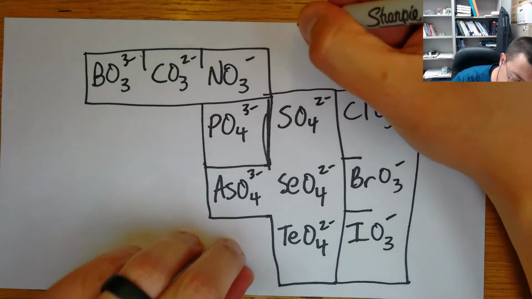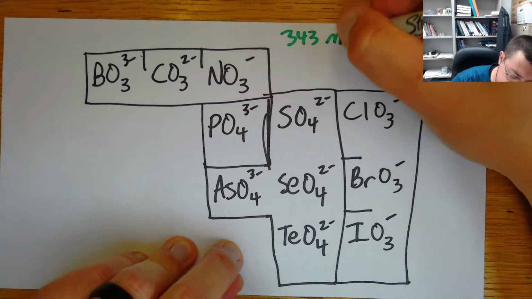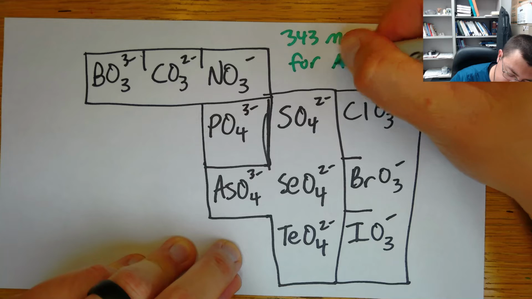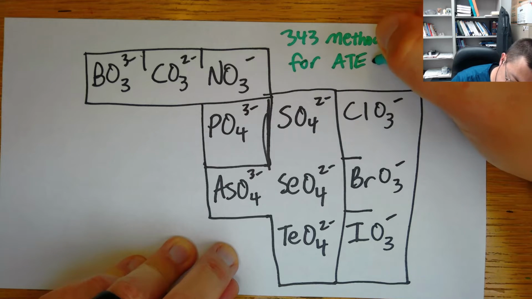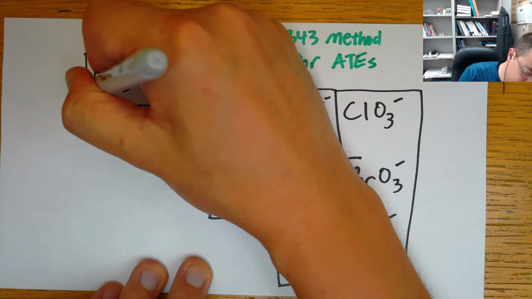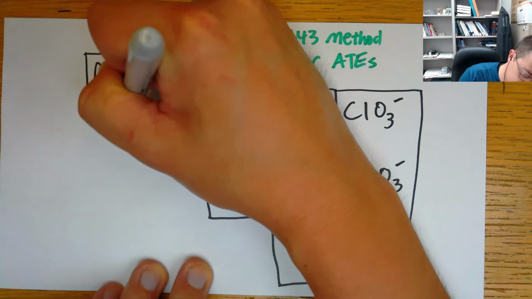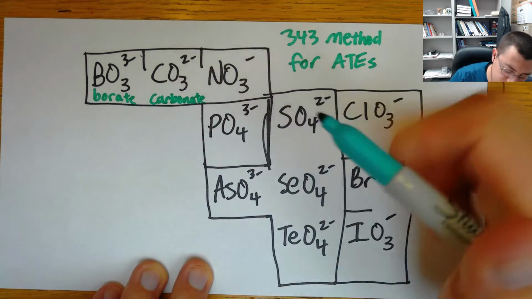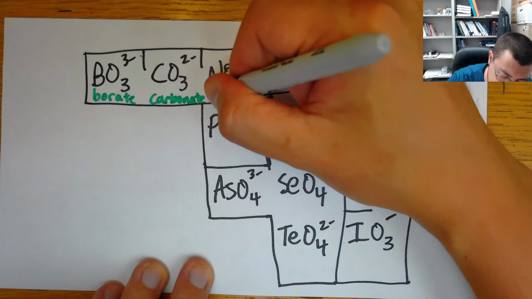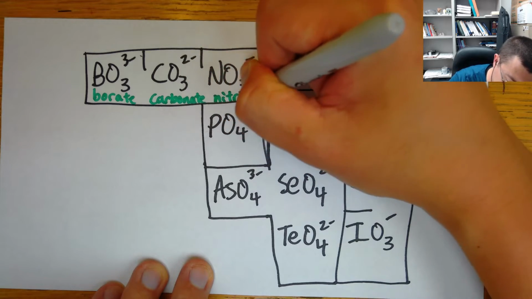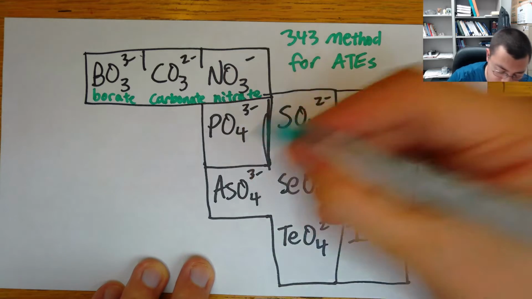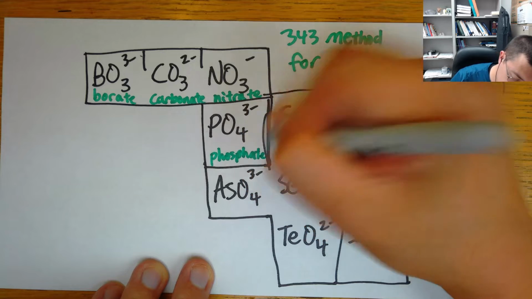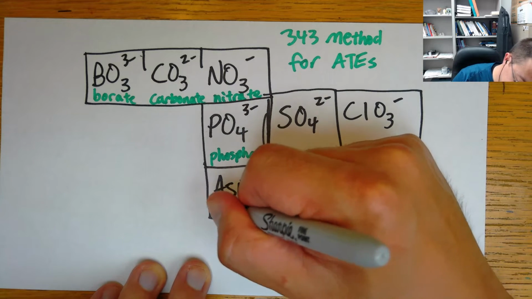Okay, this is, again, the 3-4-3 method for -ate ions. All right, so boron becomes borate. Carbon becomes carbonate. Okay, in a lot of minerals, carbonates. This is nitrate. Hopefully I gave myself enough room. Nitrogen becomes nitrate. Phosphorus becomes phosphate, like your bones and teeth. Arsenic becomes arsenate.